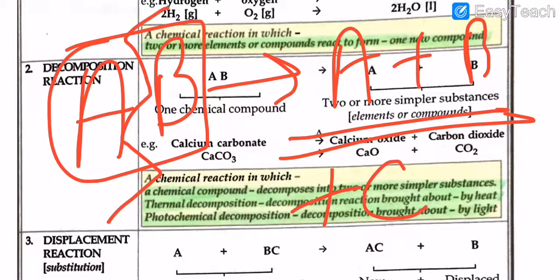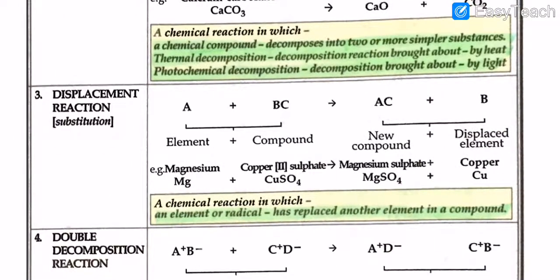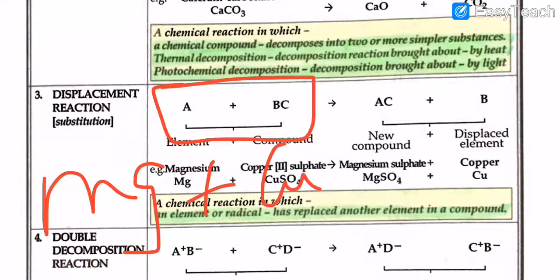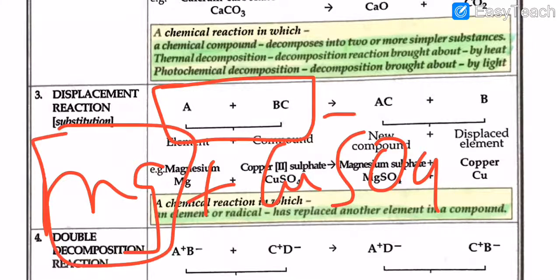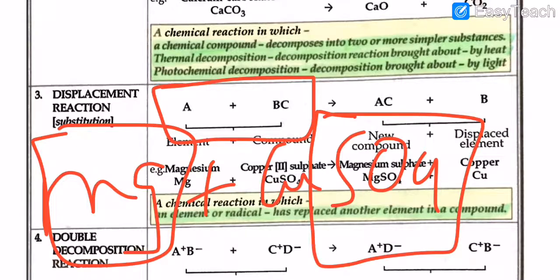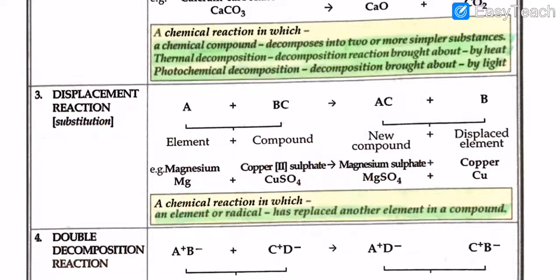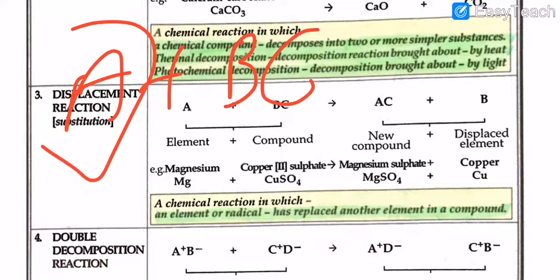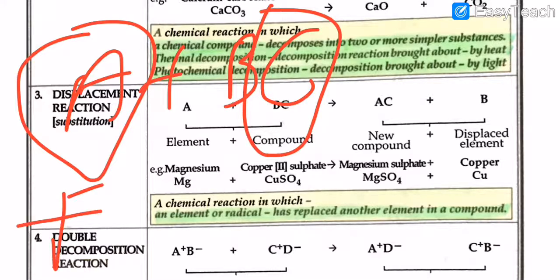Then the third one, displacement reaction. So in this case, you have A plus BC. Let's say in this case, magnesium plus CuSO4. So something is being displaced. Magnesium gets combined with SO4 and Cu is left alone. So you're displacing the reaction. If I had to say in the form of letters, A plus BC, A starts combining with C, so the product would be AC plus B. They're displacing the reaction.